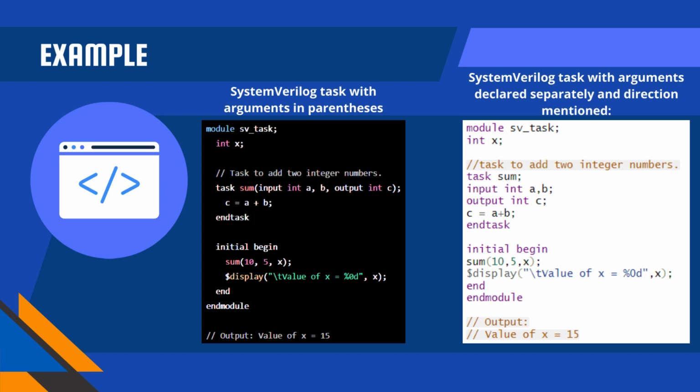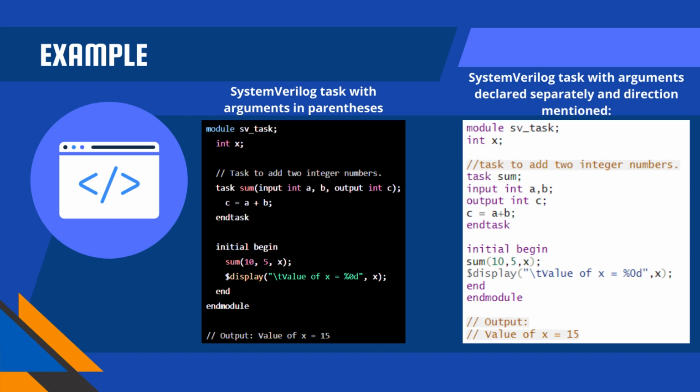In this example, we have defined the same task, sum, but declared the arguments separately and mentioned their direction. We have defined A and B as input arguments and C as an output argument. Within the task, we have added the two input arguments and assigned them to the output argument.